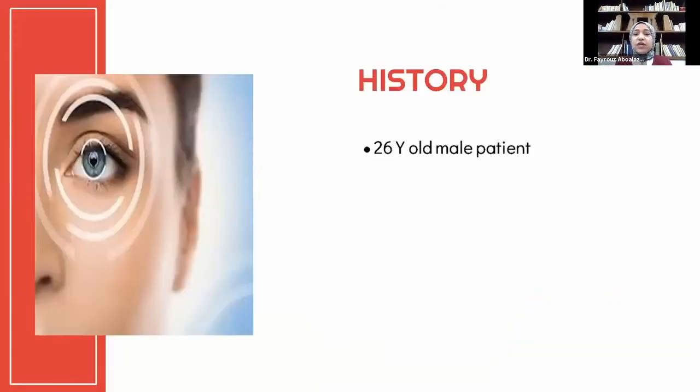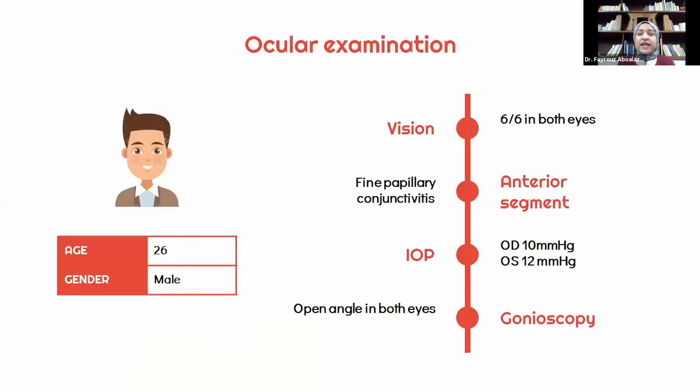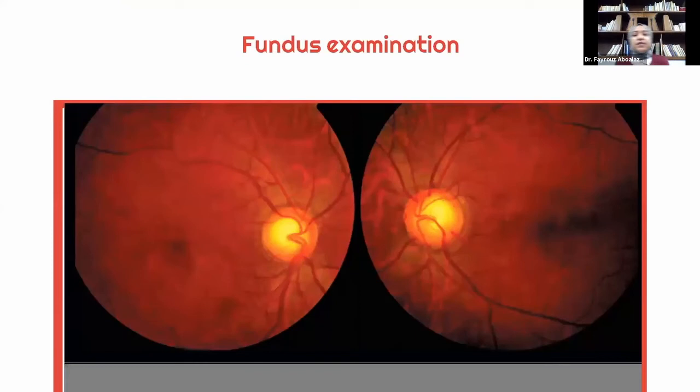Our case is about a 26-year-old male patient. He was complaining of itching in both eyes, and he had LASIK surgery 2 years ago, and he gives a history that his mother has glaucoma and has been on anti-glaucoma medication for about 10 years. On examination, he has visual acuity of 6/6 in both eyes and anterior segment examination showed fine papillary conjunctivitis. The intraocular pressure was 10 in the right eye, 12 in the left eye. Gonioscopy revealed open angle in both eyes with normal structure of both angles. And fundus examination revealed bilateral cupping in both eyes.